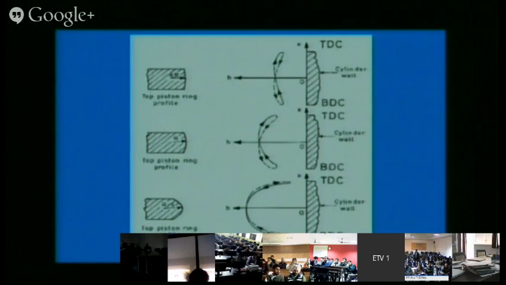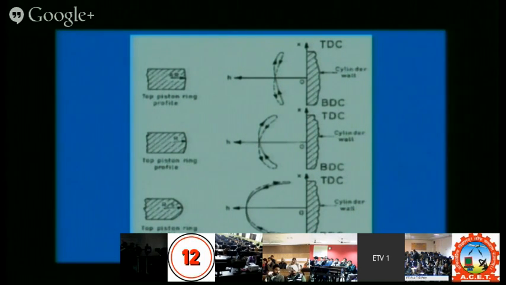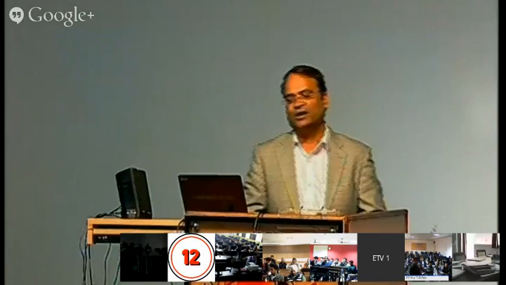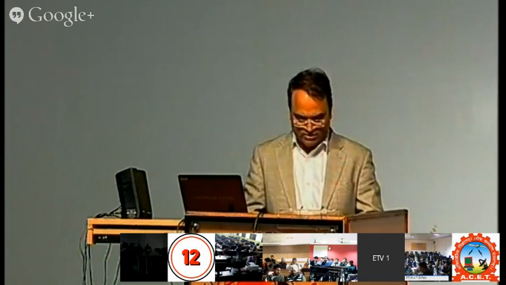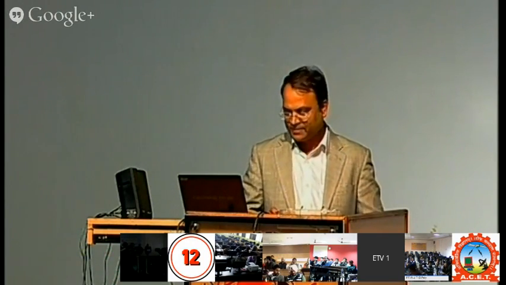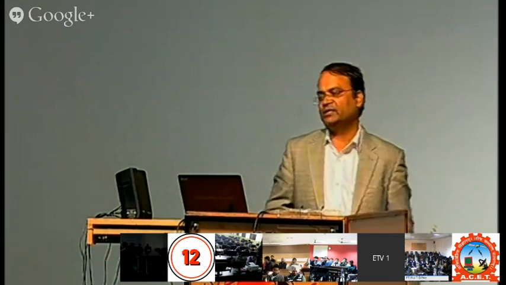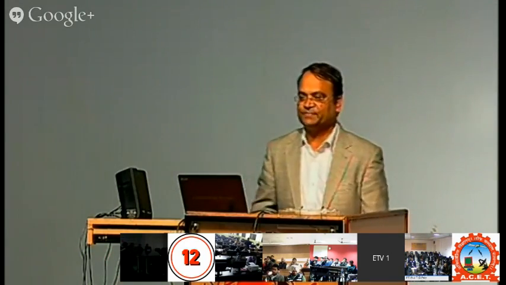So the proper profile of the piston ring has a vital role in the functioning of the engine. Normally, it is seen in the market that people are using flat surfaces on piston rings. That is not good. It is not giving a proper result. I will share some results in other slides as well.